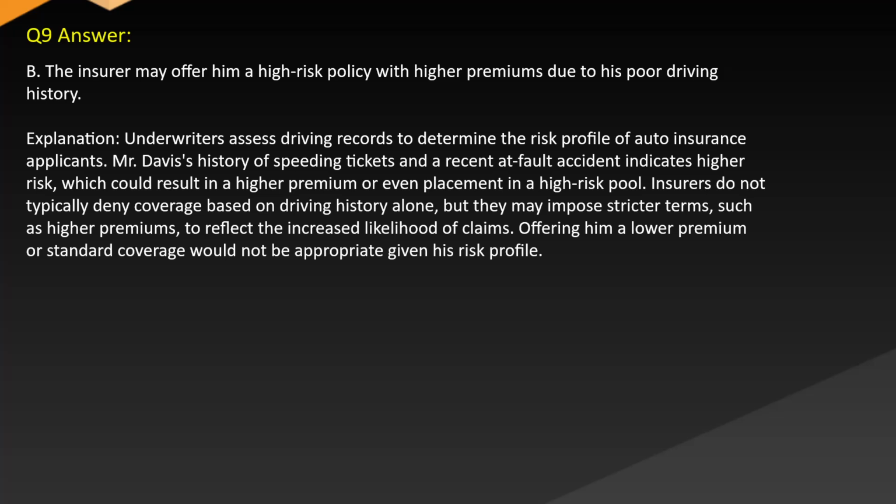Answer: B. The insurer may offer him a high-risk policy with higher premiums due to his poor driving history. Explanation: Underwriters assess driving records to determine the risk profile of auto insurance applicants. Mr. Davis's history of speeding tickets and a recent at-fault accident indicates higher risk, which could result in a higher premium or even placement in a high-risk pool.